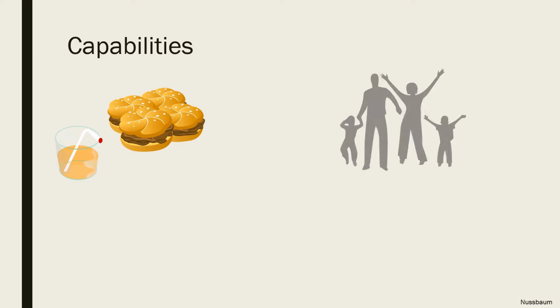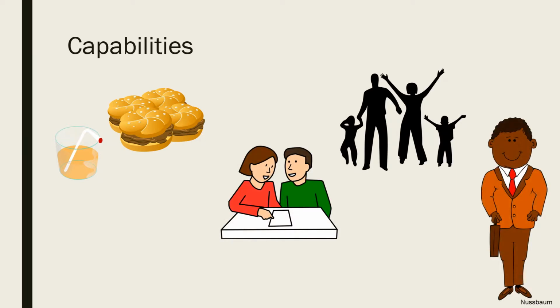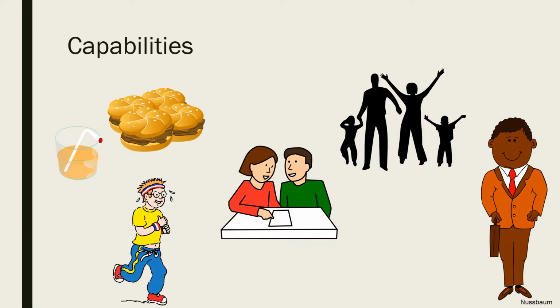For example, nourishing oneself, having a family, collaborating with others, working, or maintaining one's health. These capabilities can be chosen from, like a collection, and what is actually done by the person would be his or her functioning.